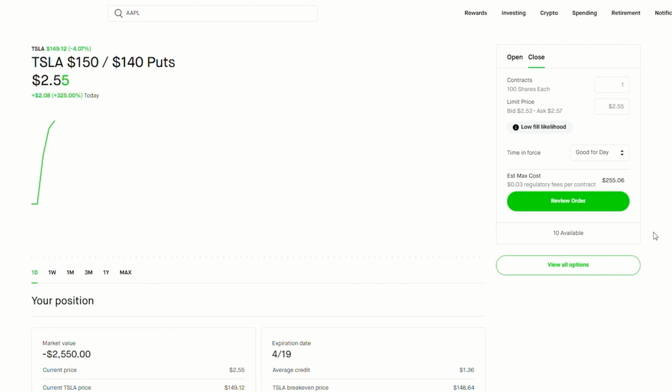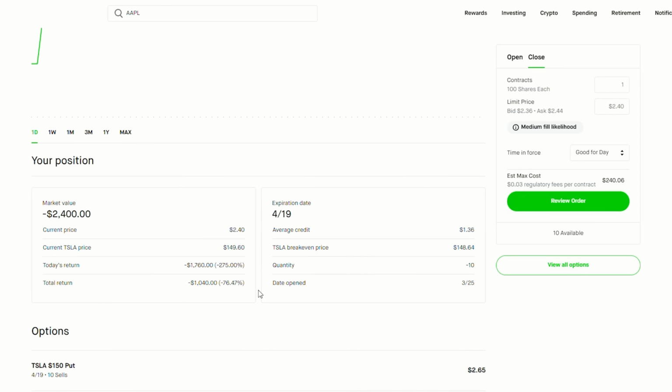Now, some platforms will let you roll a spread, some won't. Right here, I cannot, okay? I'm just gonna go for an example. Pretend that I'm gonna close this trade right now. So I'm gonna close this trade, for example.